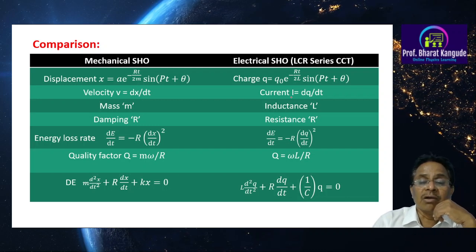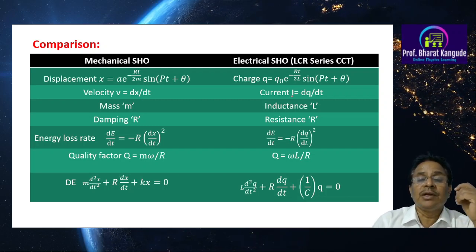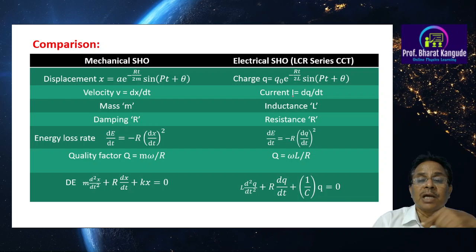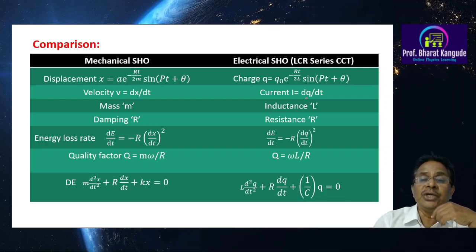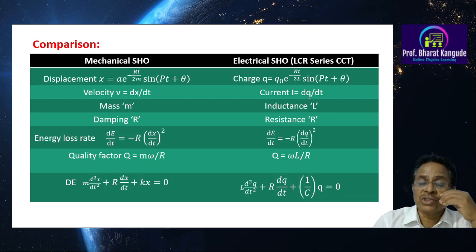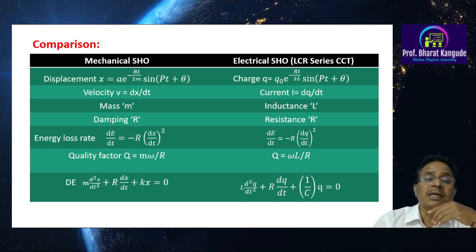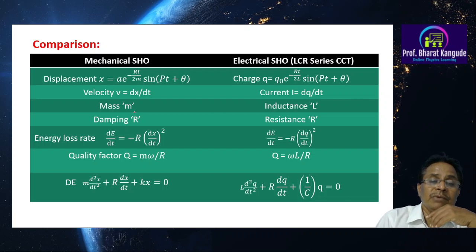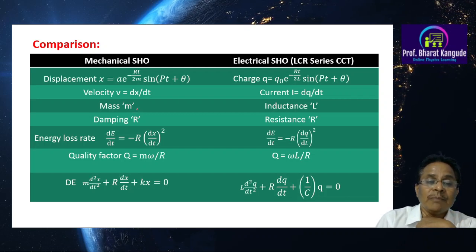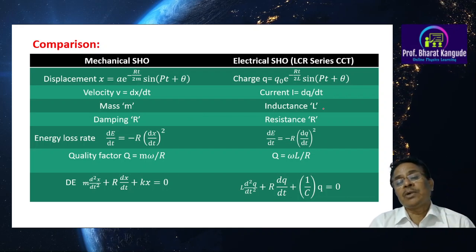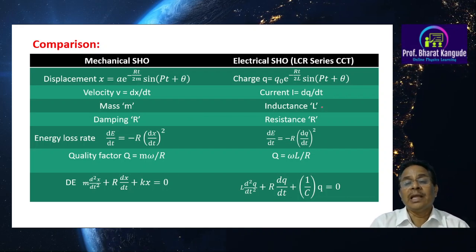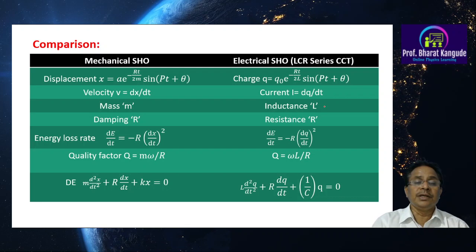In this case, the analogous quantity in this electrical damped harmonic oscillator is capital I, which is called current, and is given by dq upon dt. Time rate of charge is called current. Here it is a velocity. Equivalent to m, that is mass, in this electrical damped harmonic oscillator is L, the inductance of this particular inductor.